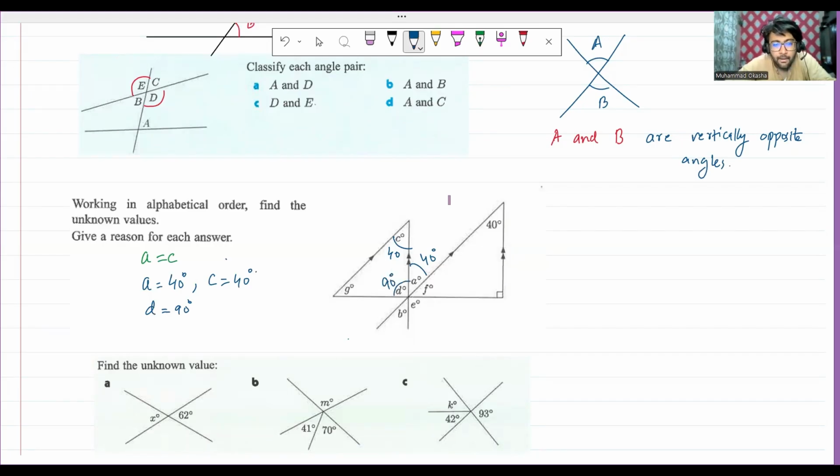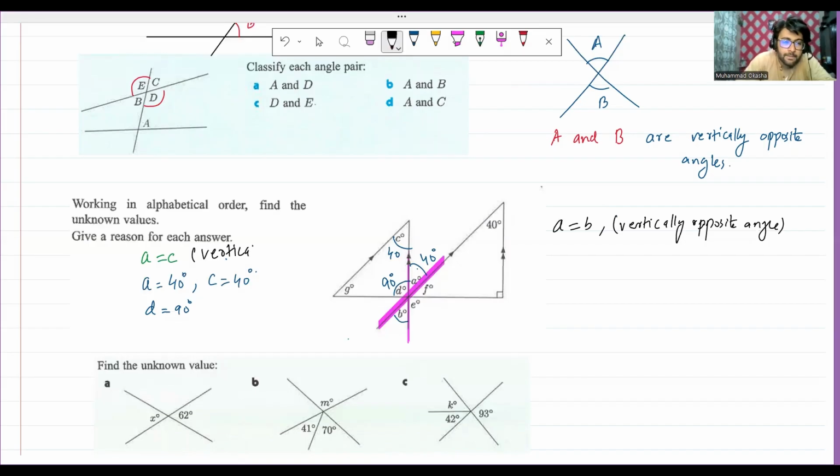90 degrees. Aren't A and B equal to each other due to angles on a cross, vertically opposite angles? If I were to draw a cross over here, then A and B, aren't they equal to each other? A is equal to B because they are vertically opposite angles. Okay, whatever the angles you're equating each other to, give them names. Give it a reason why.